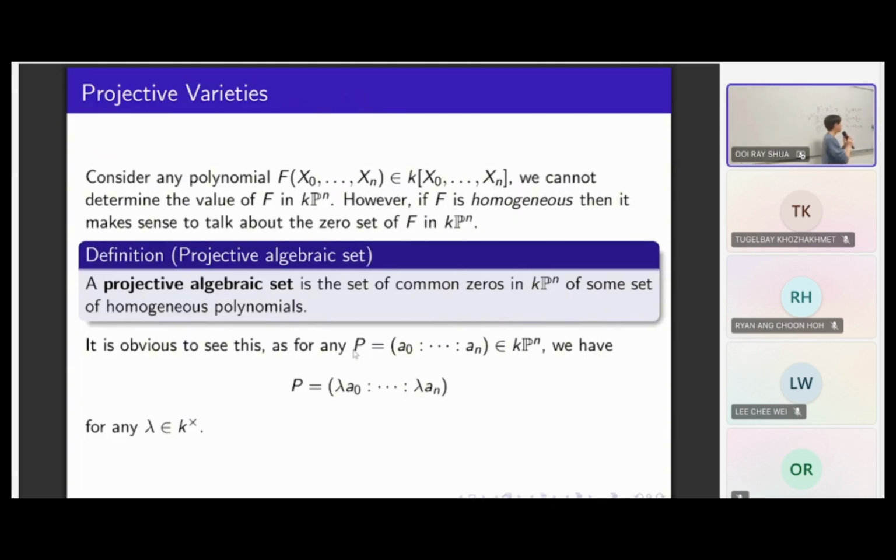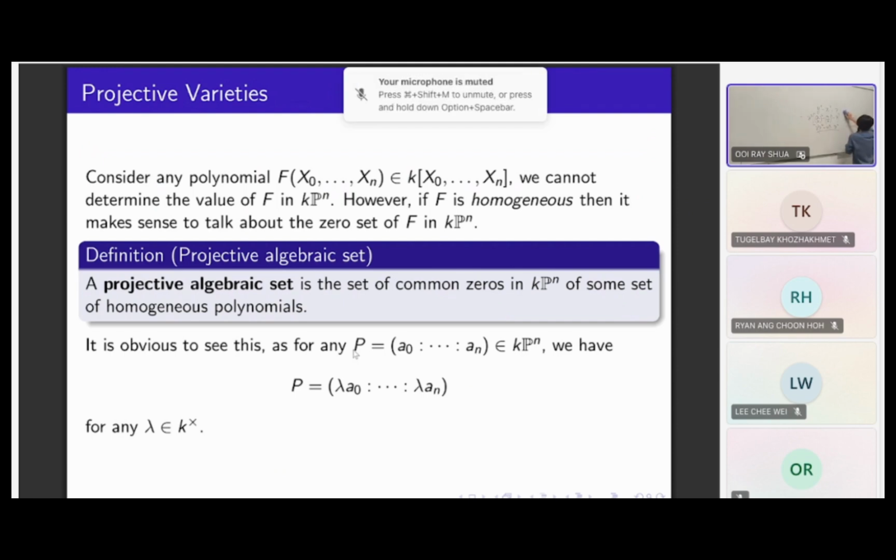Now we're going to talk about the projective algebraic set, which is when you have a set of homogeneous polynomials and then you figure out the zeros, and that will be your projective algebraic set.